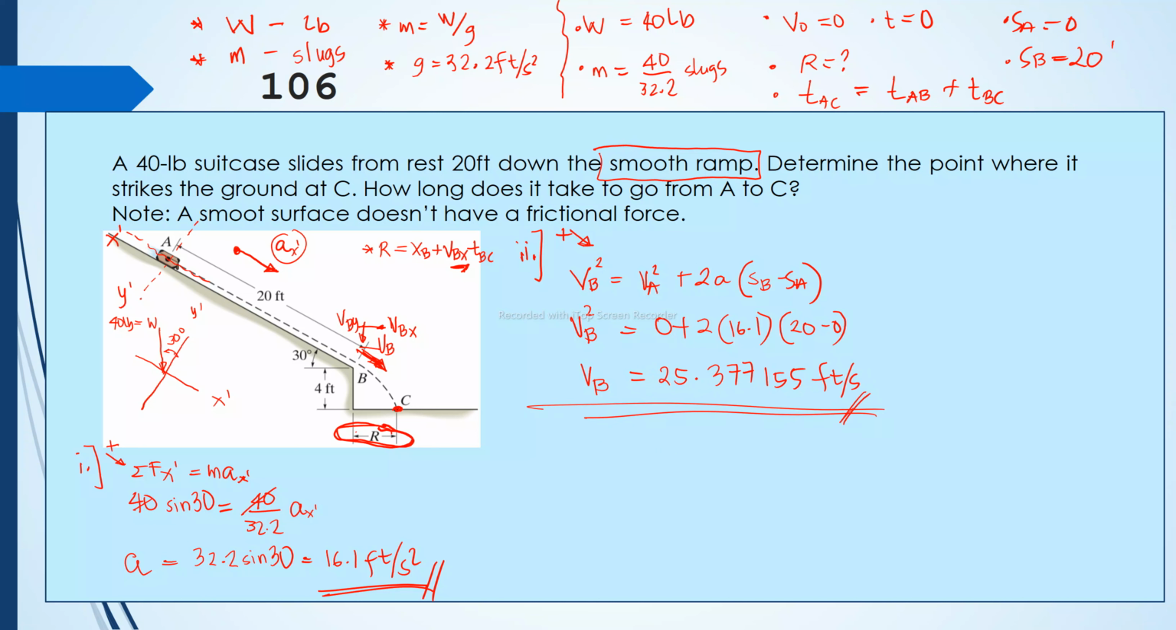We already have our final velocity. Can we get the R, or the range? Let's not get the range first. Let's first get the time that has elapsed or traveled by the suitcase from point A to point B, because we're asked to find the total time traveled from A to C. So let's take the opportunity to get the time from A to B.